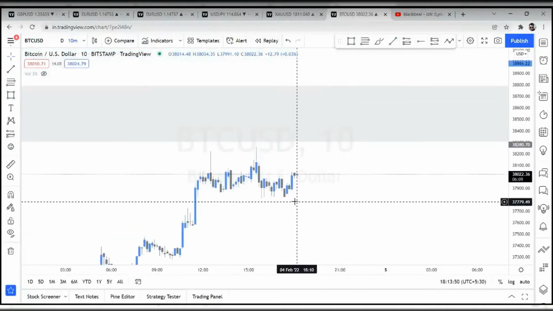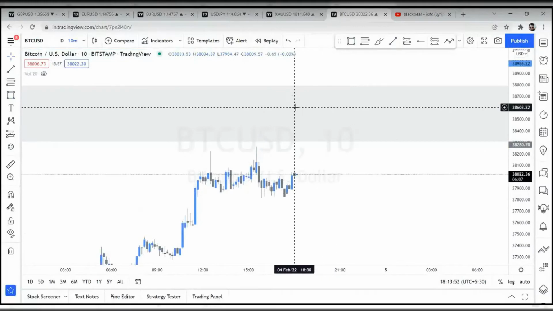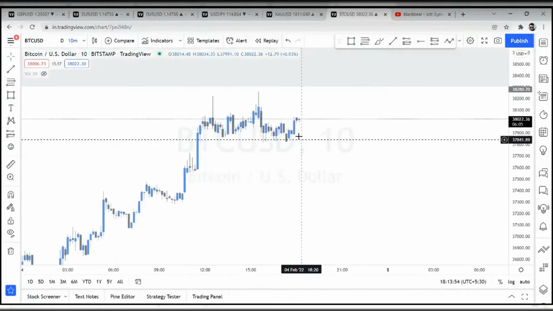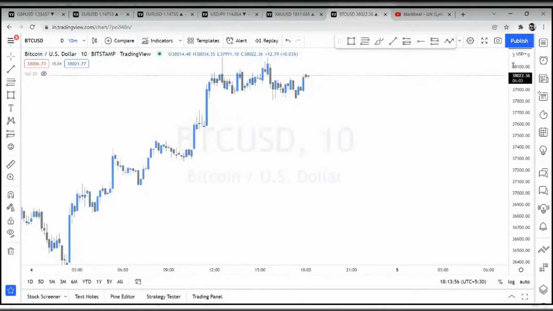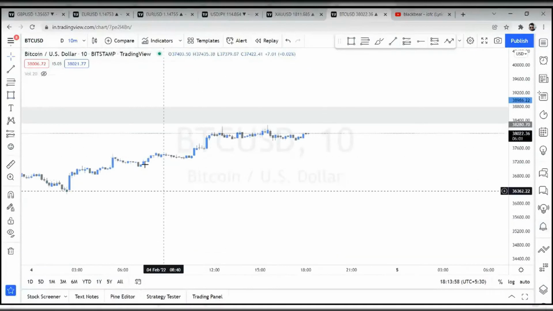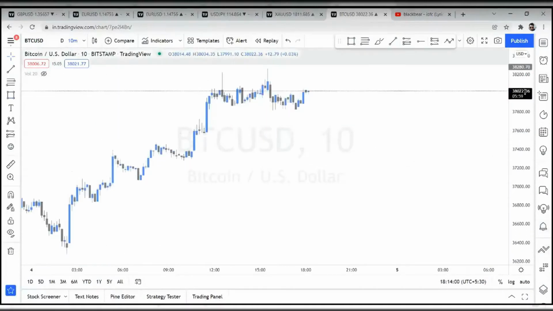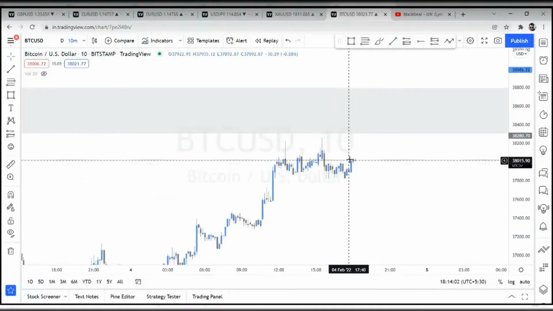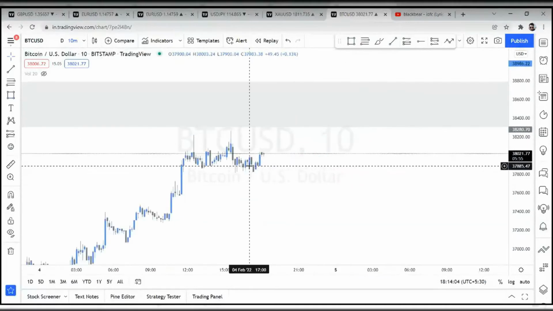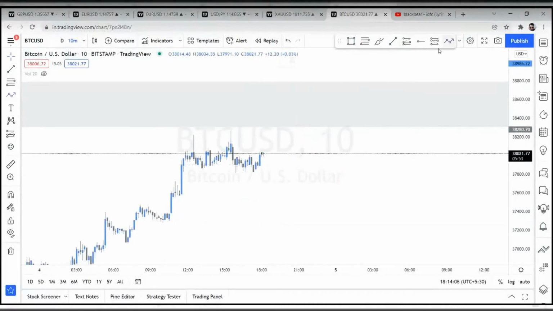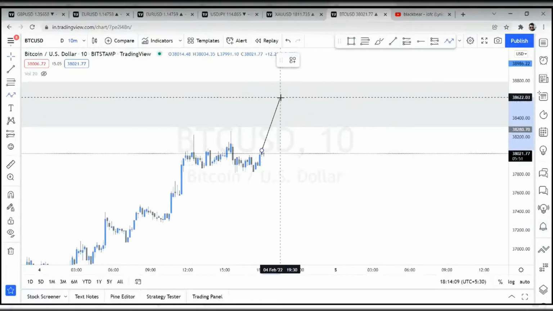This has not come to our zone yet, and this is a big zone. Whatever is happening here does not matter to me until and unless it comes here. If this comes and gives you some kind of a UTAT here, and then gives you a breakdown, something like this.